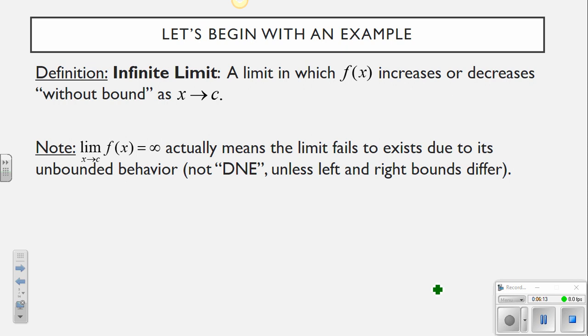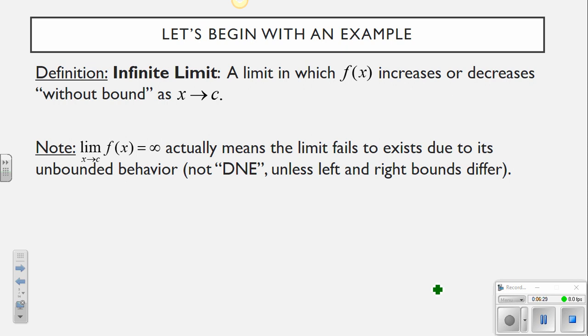A lot of textbooks and a lot of people believe that limits must be finite in value to exist. So sometimes you're going to see them listed as fails to exist, does not exist, even though technically it's not appropriate to call it does not exist.